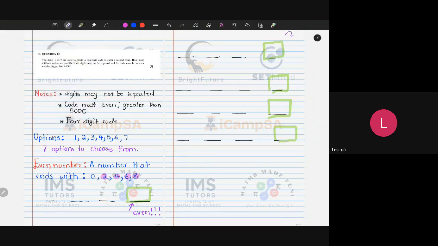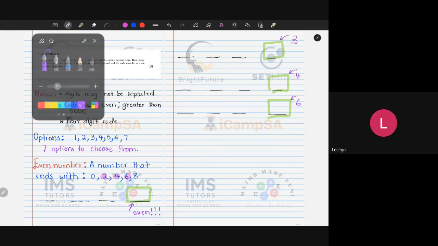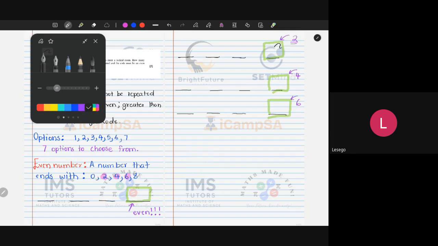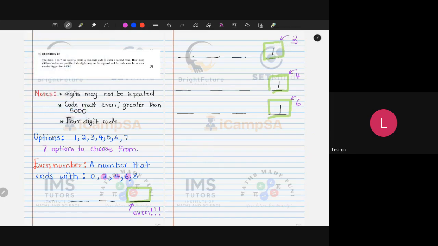So for example, if here I want this to be an even number, I can choose a 2, or I can choose a 4, or I can choose a 6. Actually, because we are doing up to 8, we don't have the 7. So those are the only 3. And if you think carefully, if I choose a 2, that means I only have one that can sit there. You guys understand?